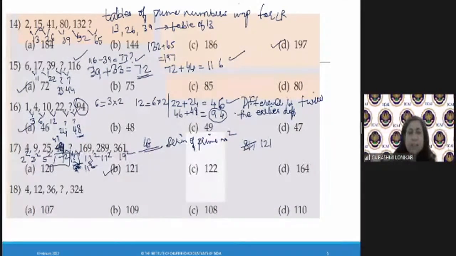There is a mistake. It is not 48, it should be 49. So that we have squares of prime numbers. So 2 square, 3 square, 5 square, 7 square, and then we will have 11 square. So this is a series of prime number squares, right? Then the 18th sum.